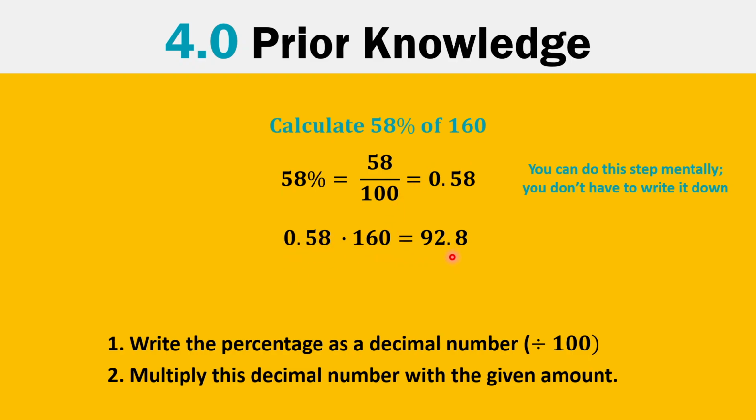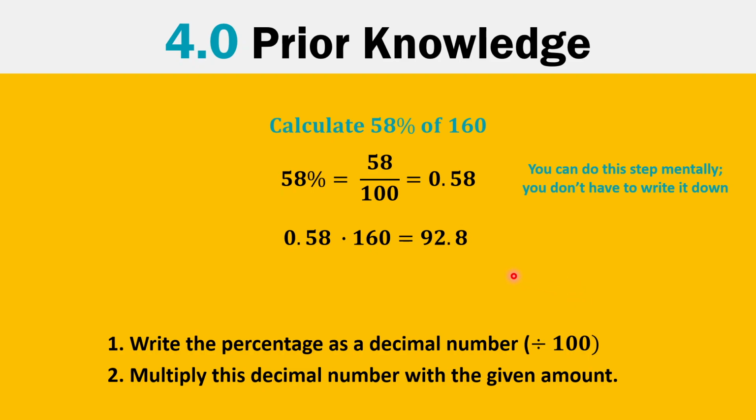0.58 times 160. This is then your final answer, and depending on what the question is about, you have to round this maybe to a whole number, to an integer. Here we don't know the practical environment we're doing this in, so we just leave it like this. Okay, this is the part you also write down. Don't forget to write down your calculation.